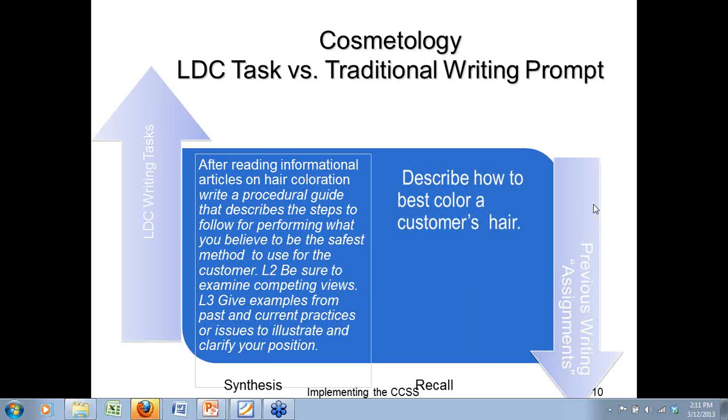Stephen has written in that he uses operational writing. For example, walk me through mixing a color formula from beginning to end for a whole head. And he says it helps to anchor the processes.